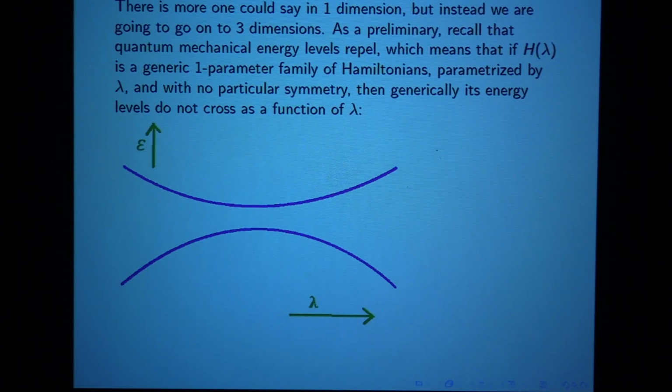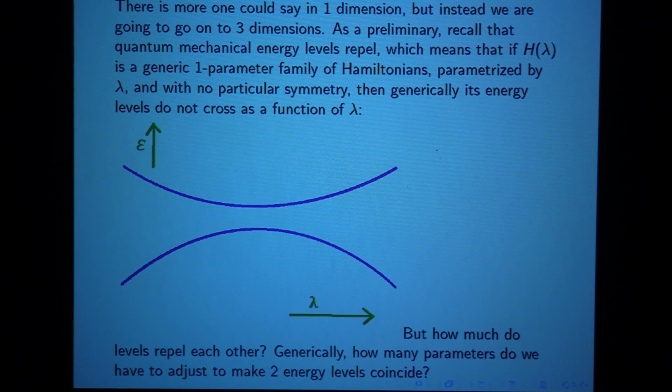So as a preliminary, let's recall that quantum mechanical energy levels repel, which means that if lambda is a parameter and H of lambda is a generic one-parameter family of Hamiltonians, depending on lambda, and with no particular symmetry, then generically, the energy levels do not cross as a function of lambda. The spectrum will look something like that as a function of lambda, and the levels avoid crossing. But how much do levels repel each other? Generically, how many parameters do we have to adjust if we want to make 2 energy levels coincide?